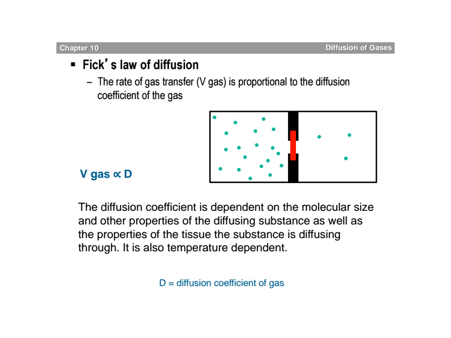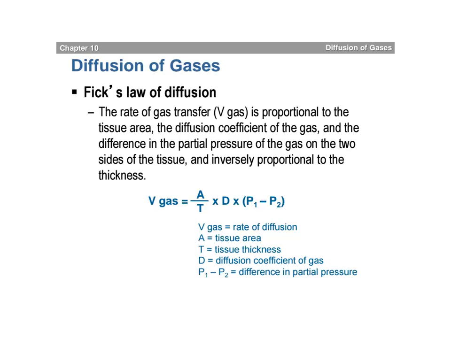Now, D is a little bit hard to explain because it incorporates various things. And typically, it's actually measured in an experiment, and then the values are put in a table. So the diffusion coefficient is dependent on the molecular size and other properties of the diffusing substance, as well as the properties of the tissue that the substance is diffusing through. And it's also temperature dependent. So, for example, an increase in temperature will generally lead to a higher D. And the reason for that is there's more thermal energy, the molecules are bouncing around more, and so they'll make their way through the tissue or the membrane faster.